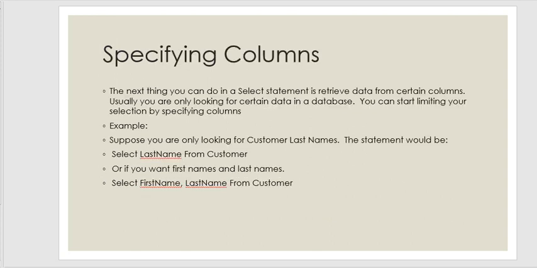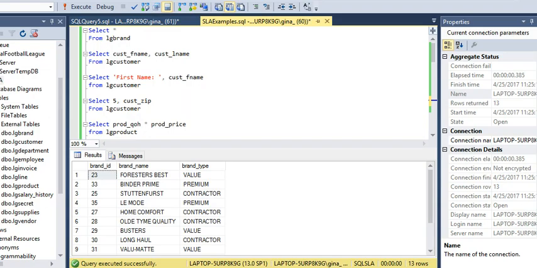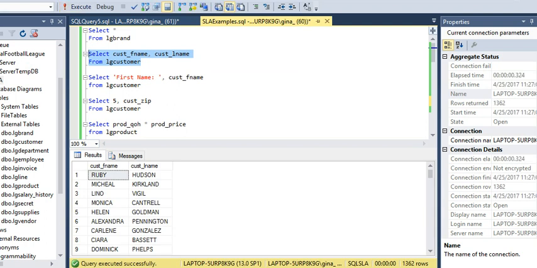Next thing we'll go over is specifying columns. This is if you want just a particular column from a particular table. For example, select last name, first name from customer. You can start limiting. Right here I just have customer F name, L name from the customer table. You're specifying certain columns. Hit execute, and you'll just get the two columns that you've specified in your select statement.